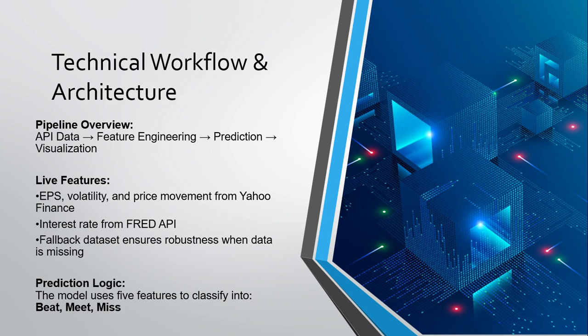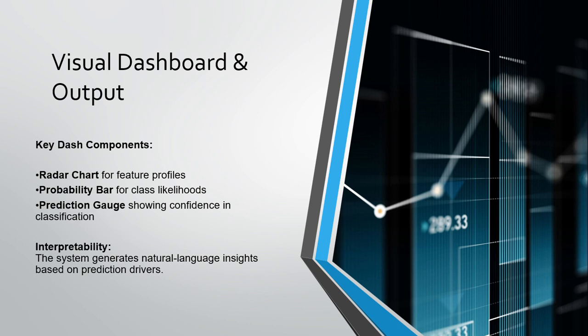And our prediction model is using 5 features basically that we have condensed down from, I think it was a total of 52 features that I originally had that I was using, and then I condensed them down to the most relevant ones, the most important ones that we had. So we have the visual dashboard and output.